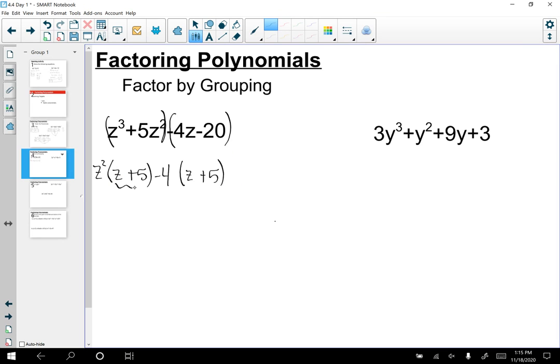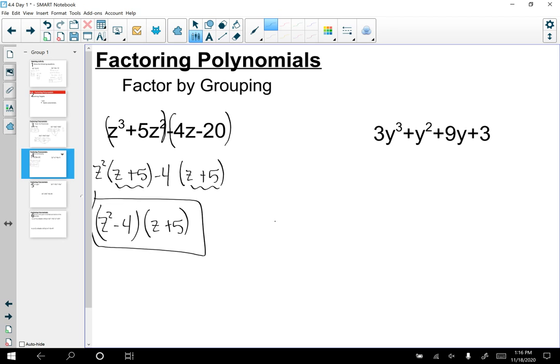Now we see these are the same, and that's good. That's exactly what we wanted. We want those to be the same. So from here, we can rewrite this. z squared minus 4, we're going to group that, and then our z plus 5. So what happens here is I factored out a z plus 5 out of both of these. So in this term and this term, what's in common? The z plus 5. So I pull that out, and then what's left? The z squared minus 4.